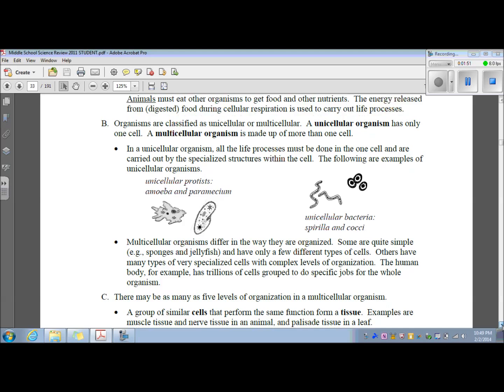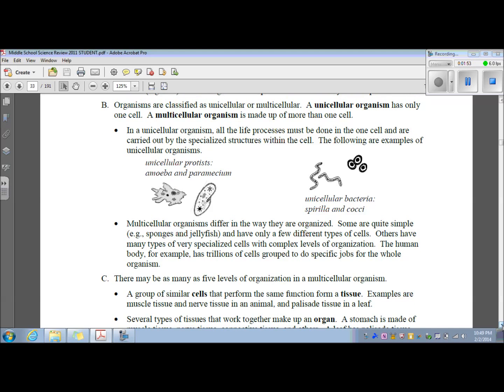Section B. Organisms are classified as unicellular or multicellular. A unicellular organism only has one cell. A multicellular organism is made up of more than one cell. In a unicellular organism, all the life processes must be done in the one cell and are carried out by the specialized structures within the cell.